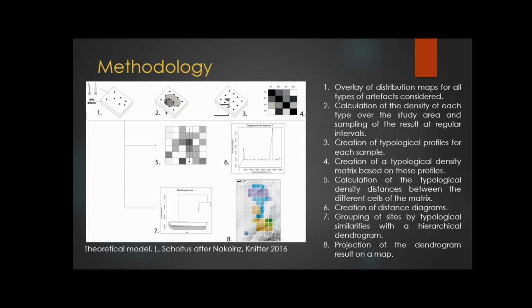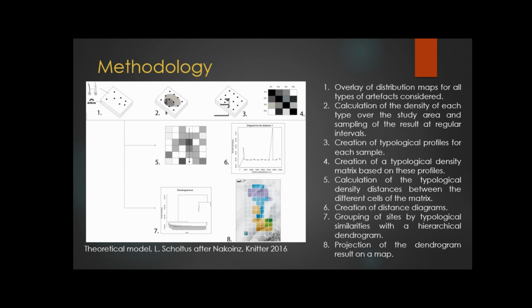Then I calculate the density of each type and subtypes over the study area. The result of this calculation is sampled on regular intervals. For each sample, I create a typological profile, which is a type of distribution graph, like a barcode showing the typological distribution in the area. After, I create a density matrix based on this profile, which for each profile created just before, I calculate the typological density, which gives me a different value for every one of them.